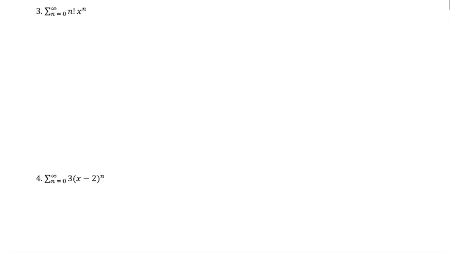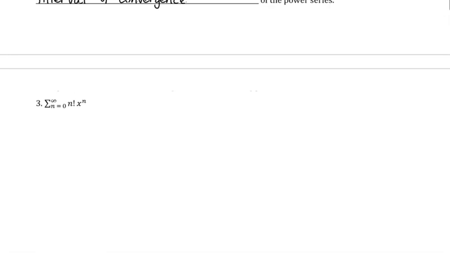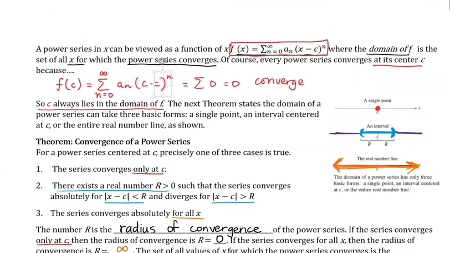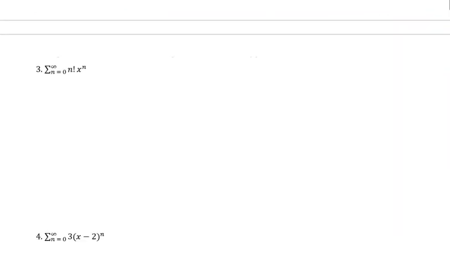So what we're doing in these examples is we are finding the radii of convergence for these power series. And one thing we learned earlier is that a power series is always going to converge at its center. Every power series will converge at its center. The center of our power series in example 3 is 0. So let's take a look at what's happening when x is equal to 0.